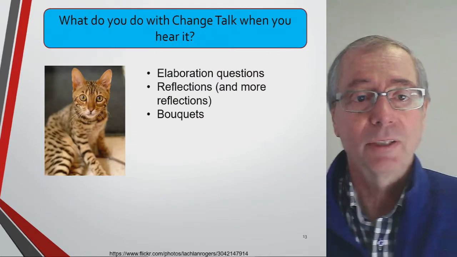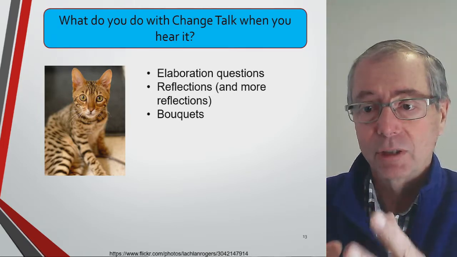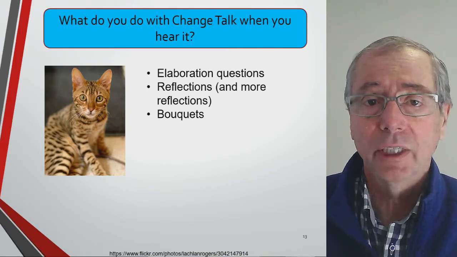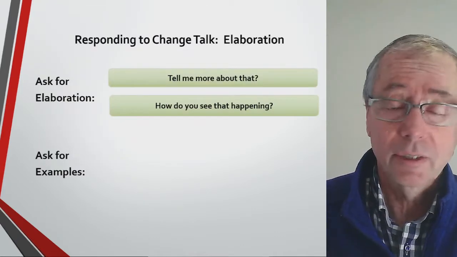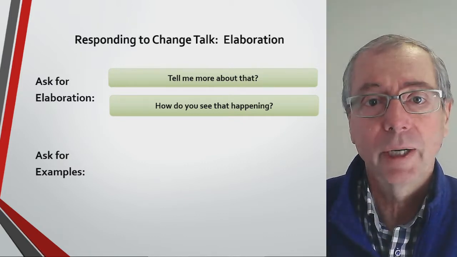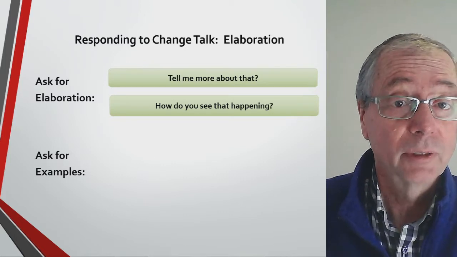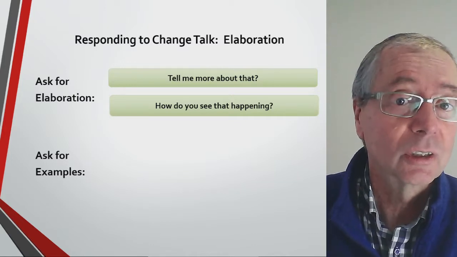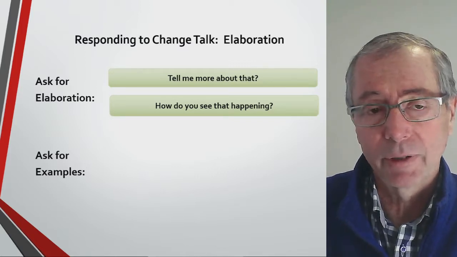Okay, so let's say we get a bunch of change talk. What do we do with it, right? So we recognize change talk, we see it, we ask some questions that generate it. What do we do with it then? Here we want to look at elaborating, reflections, and what we call bouquets. One of the most simple things to do is just get the person to talk more about that. So tell me more about why you'd like to not fight with your partner. Tell me more about that. How do you see that happening? What would need to happen for that to occur? Tell me more about that. So asking for elaboration, and then of course examples.